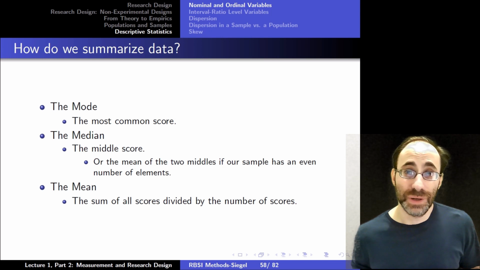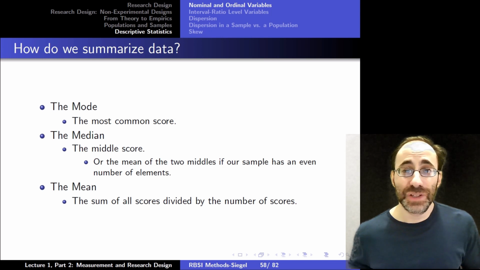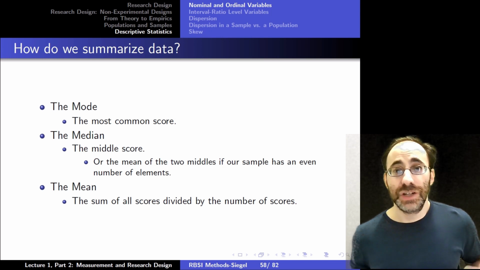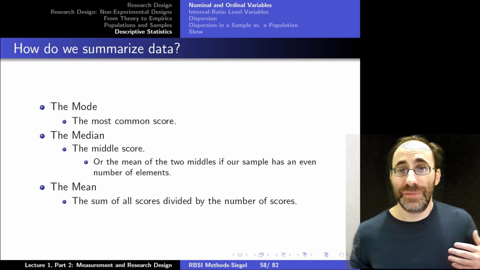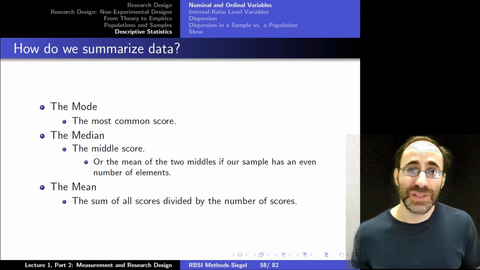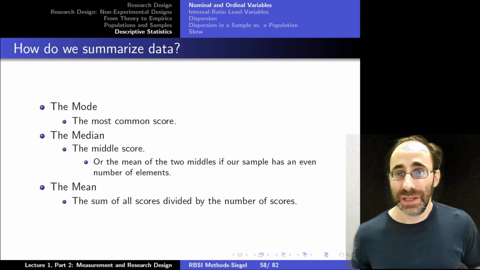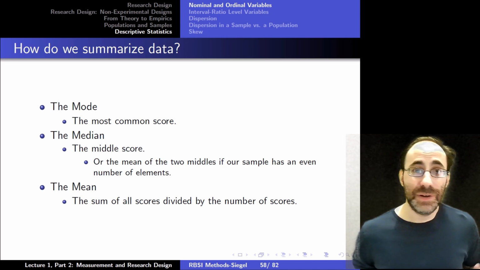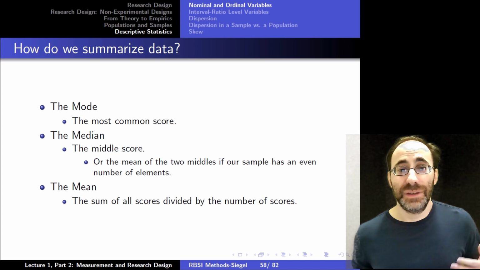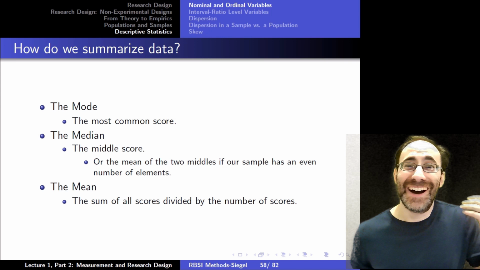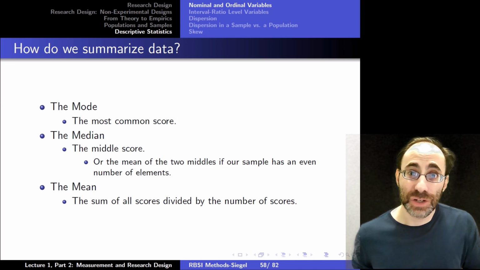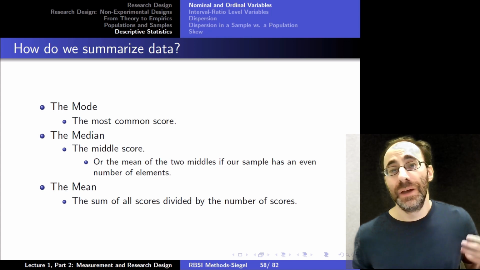The first is the mode. The mode is just the most common score in your data set. So if, for instance, you had a nominal variable for direction and you had 10 people and 5 said east and 3 said west and 2 said north, and no one said south, then the mode would be east. The mode is the one that occurs most commonly, the value that occurs most often.